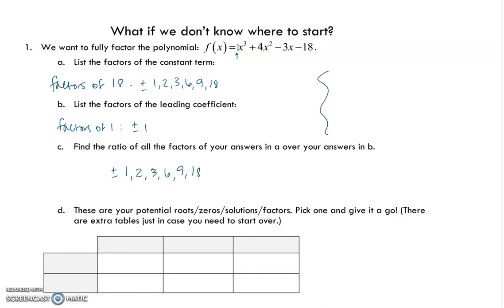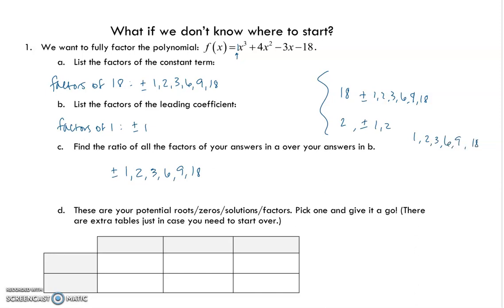If we had had a leading term of 2, for example, so your constant term was 18, but your leading term was a 2, I would have the same plus and minus 1, 2, 3, 6, 9, 18, and then I'd have plus and minus 1 and 2. So if that were the case, then when I say the factors of all of these over 1, I would have 1 over 1, which is 1, 2 over 1, which is 2, 3 over 1, which is 3, 6 over 1, which is 6, 9 over 1, 9, 18 over 1, which is 18.